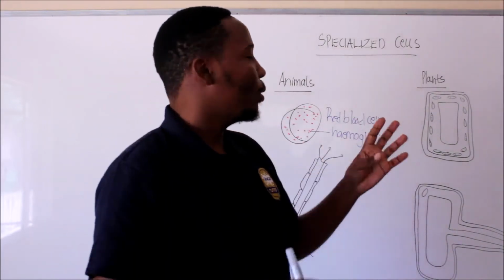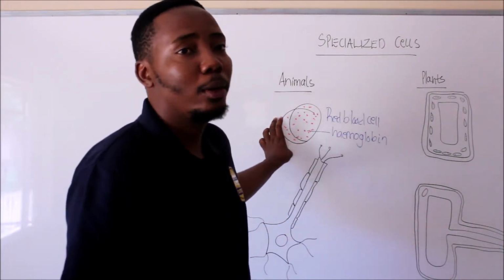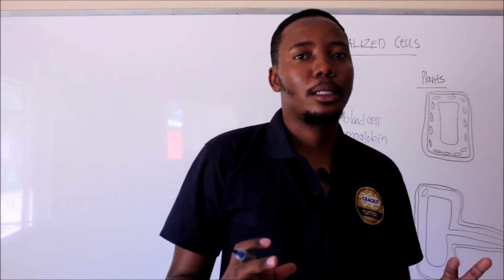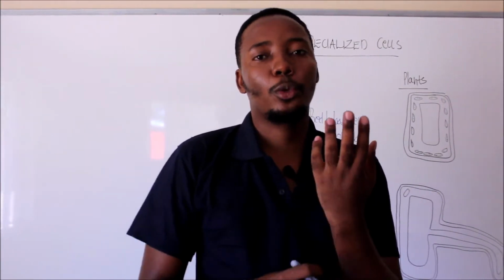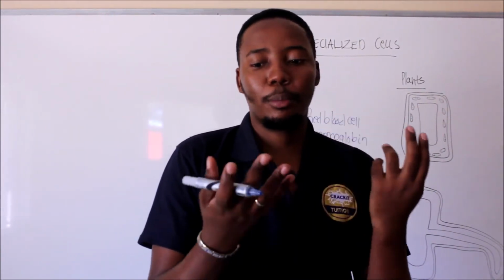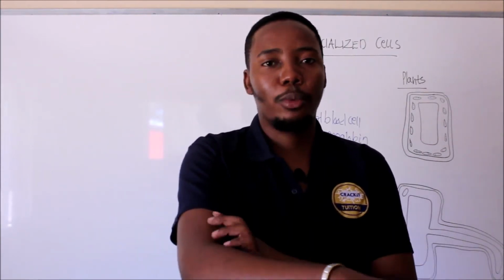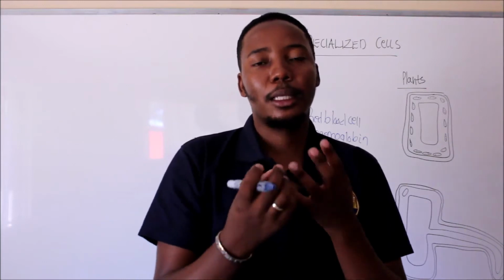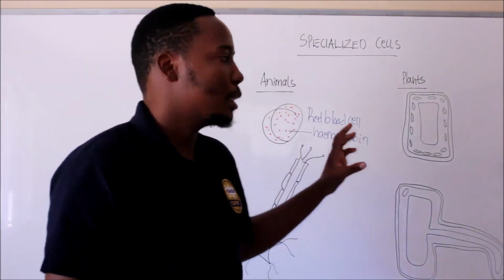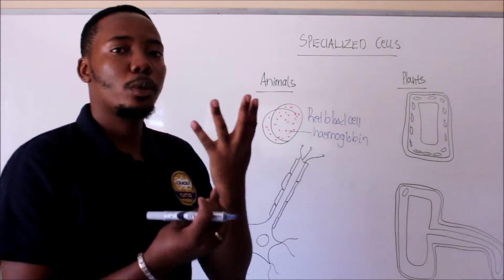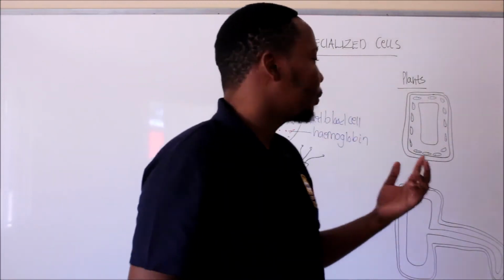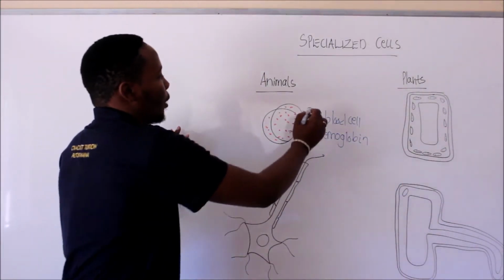The fourth one, if you look at this cell, it is very, very flexible. Because it is flexible, it is able to squeeze itself even through the tiniest blood vessels. For example, if you look at the vessels on the finger, compare them to the vessels on other parts of the body. They are so tiny, but still they can access oxygen. This is because this cell is flexible and it can squeeze through those tiny blood vessels. And that was a red blood cell.